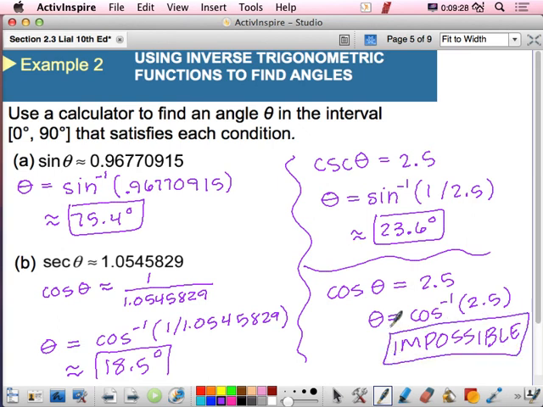Any questions about how to get the calculator to give you an angle? I feel like I didn't do a very good job of that. You're only going to flip the number if you are given secant, cosecant, or cotangent. If you're given sine, cosine, or tangent, all you'll use is the second button and then the trig button. You won't use the 1 over. That kind of makes sense?